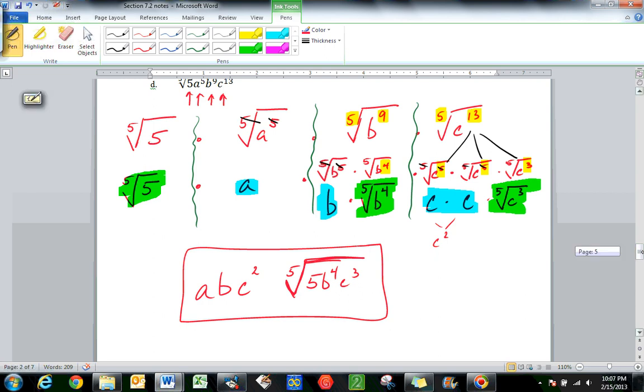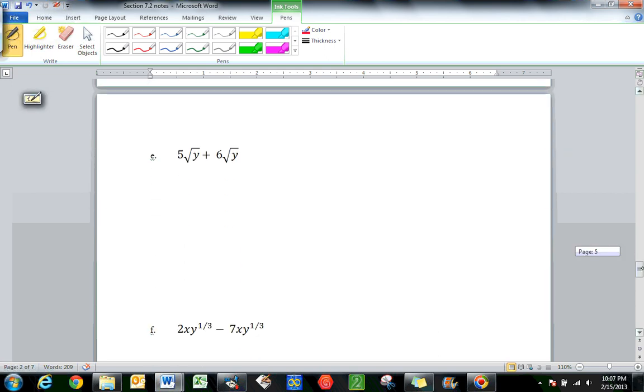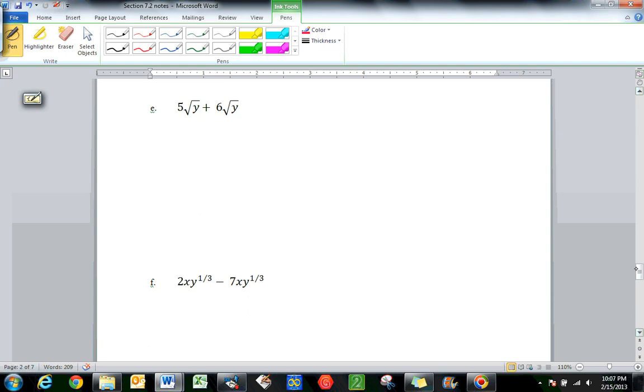Okay, let's go to our last 2 samples. You can see in part E, we're dealing with an operation with radicals, but hopefully you recognize that the square root of y is a like term. So I can just add the 5 and the 6 to give me 11 times the square root of y, and that is our final answer.